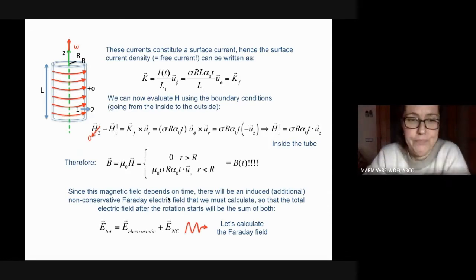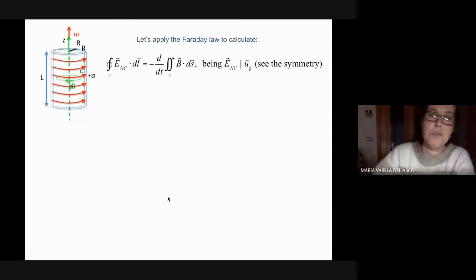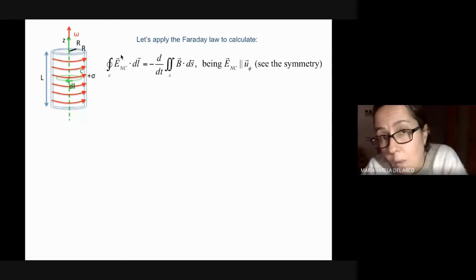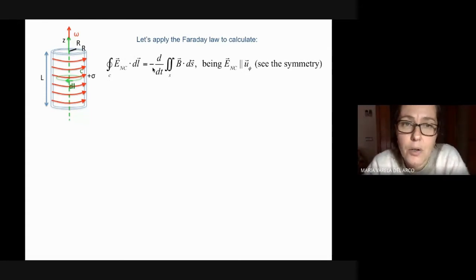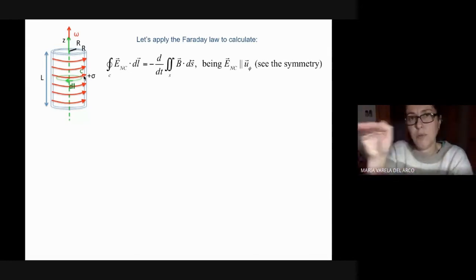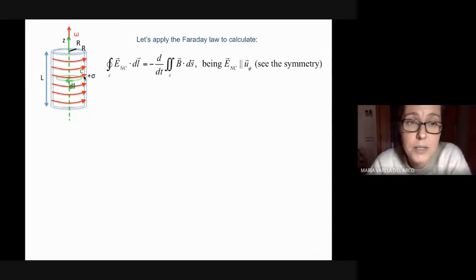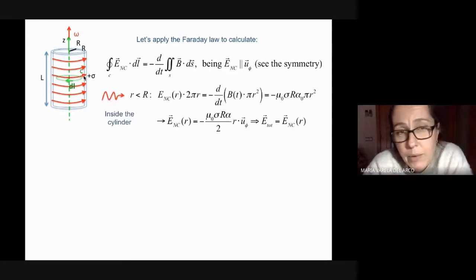Let's do it. Well, we can use the Faraday Law and then calculate the circulation of the non-conservative induced electric field along any curve like this closed circle, which is contained in a plane perpendicular to the cylinder axis, right? Because the symmetry of the field has to be azimuthal, just as usual. And we have already done this for similar systems.